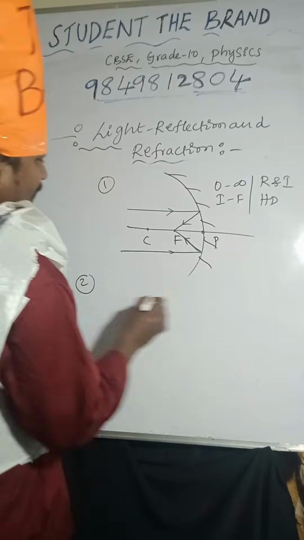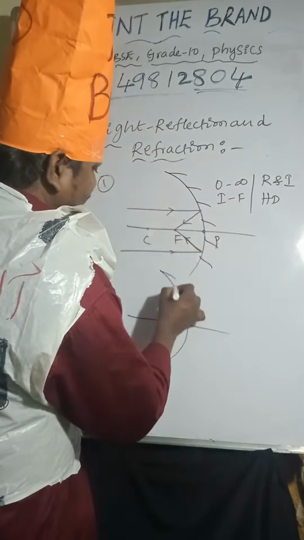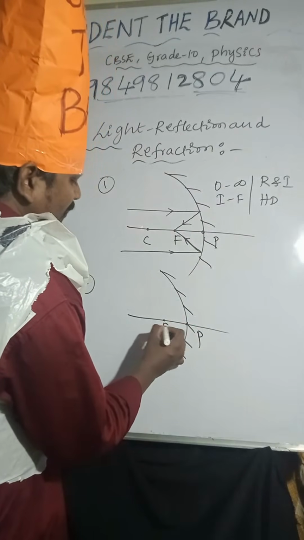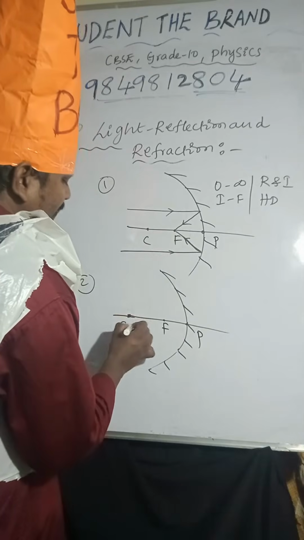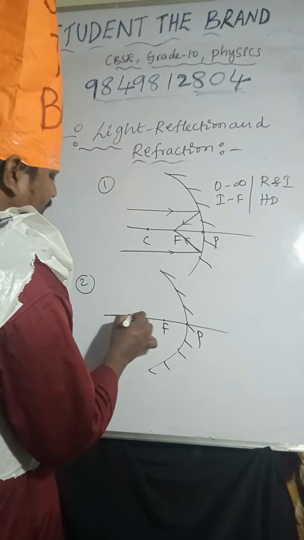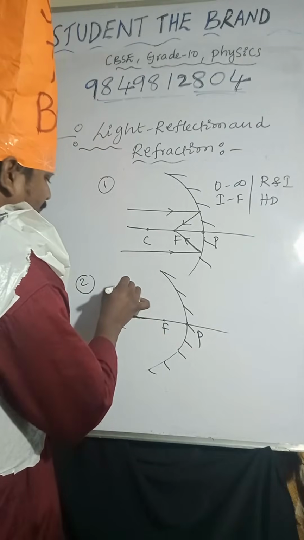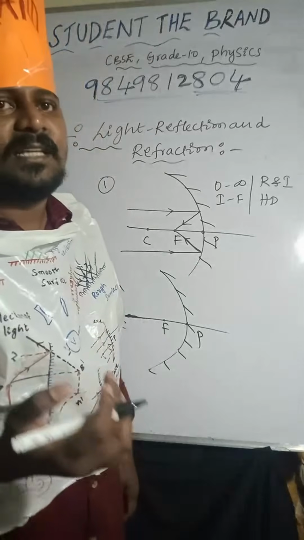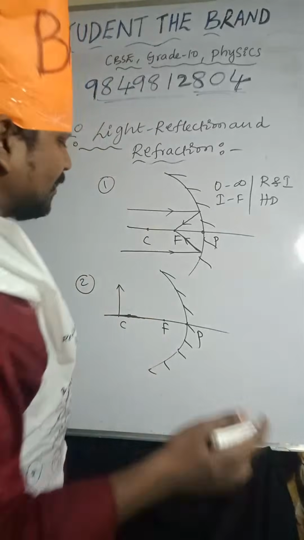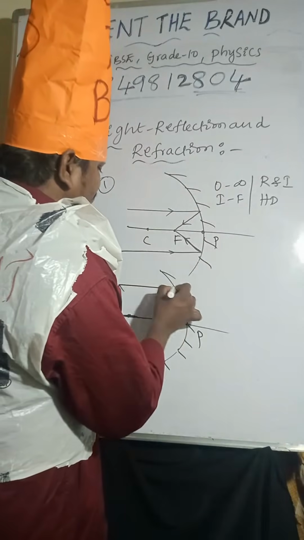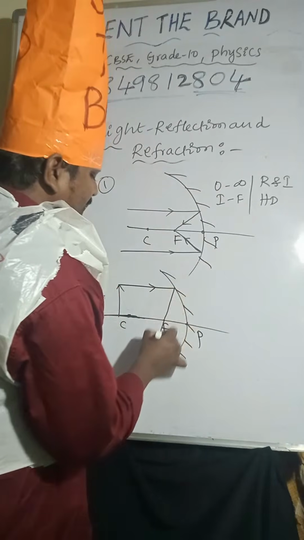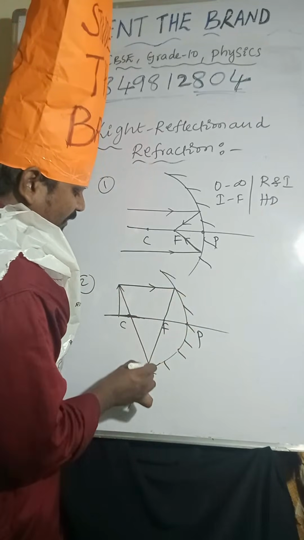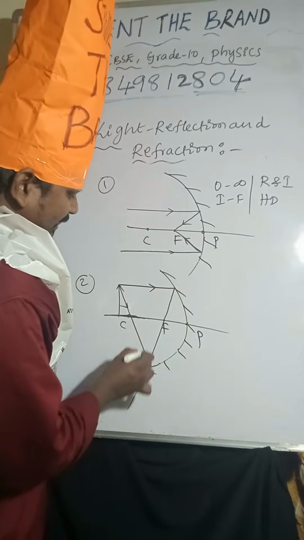Coming to the second one, object is placed beyond center of curvature. So pole, center of curvature I am taking, object is placed beyond center of curvature. How many light rays are required to form the image of the object? Minimum 2 light rays. So one light ray I am taking like this, it passes through focus. Another light ray I am taking here, it passes through center of curvature. Those light rays will meet.